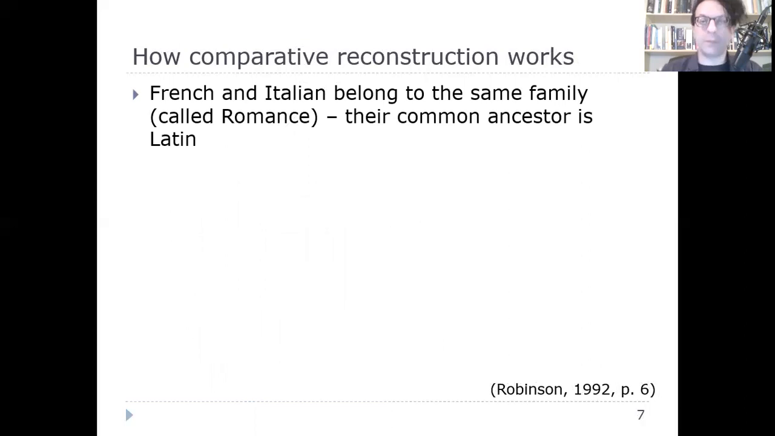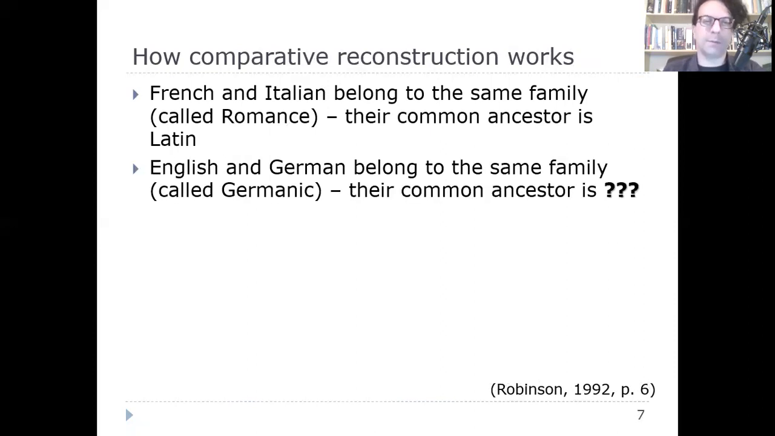Okay, comparative reconstruction was done a lot in the 19th century, so roughly 200 years ago, by linguists at the time. And this is how it works. French and Italian belong to the same language family, and we call this language family the Romance language family, and their common ancestor is Latin. Okay, this is a fact that is known to a lot of people, I guess.